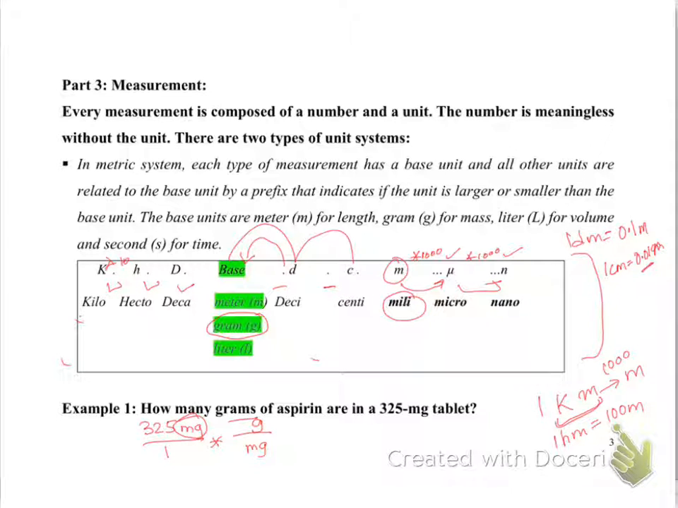My grams is here and my milli is here. Out of these two, which one is bigger? More on the left side is bigger. So I'm going to put 1 in front of the bigger one. And then how many jumps do I have to make to go from the bigger to the smaller one? 1, 2, 3. That means I am going to put 3 zeros here. So 1 gram is equal to 1000 milligram. Milligram cancels with milligram. 325 divided by 1000 is 0.325 grams.